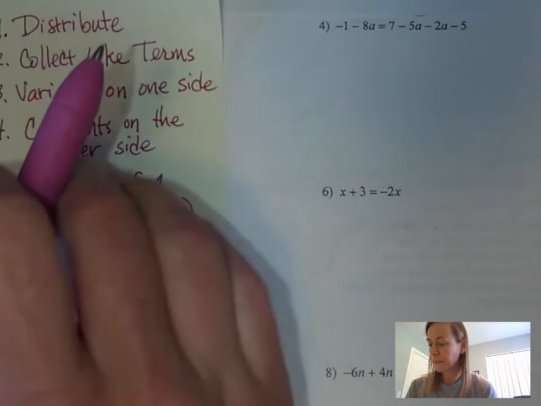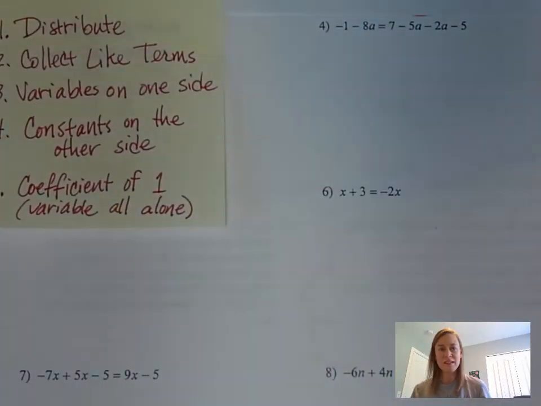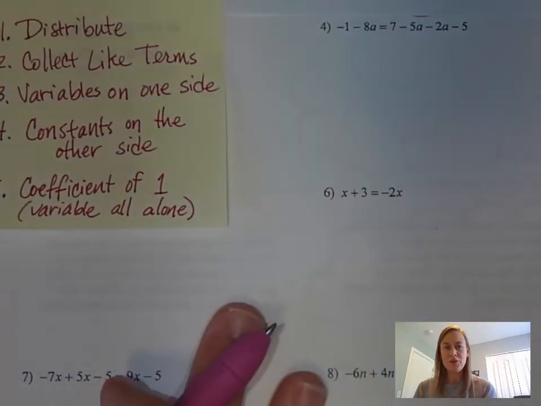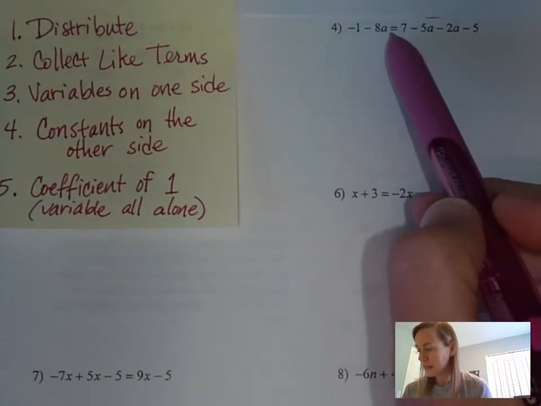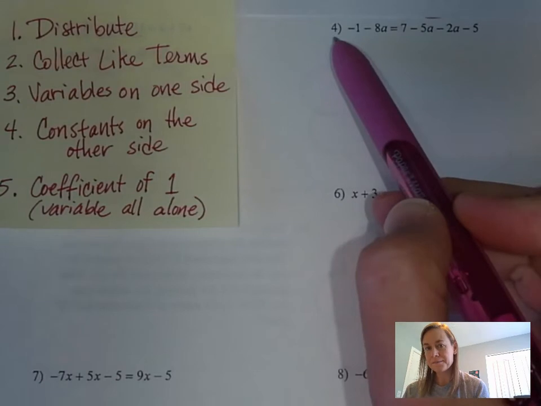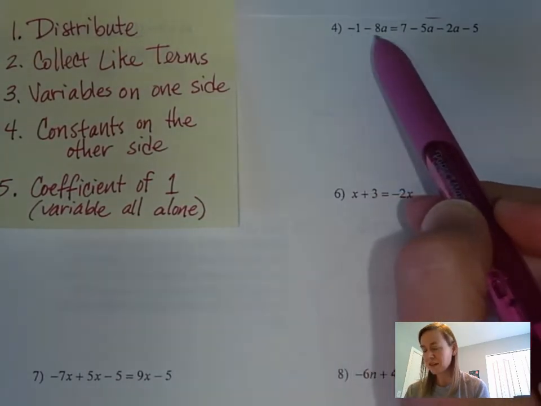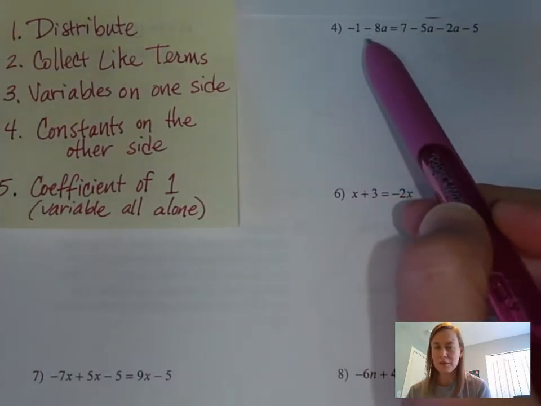Number 4. Anything to distribute here? Nope. Step 2, collect like terms. All right, left-hand side of the equal sign. Anything to collect? No, they're different. We have a constant and a variable, so you can't combine those at all.